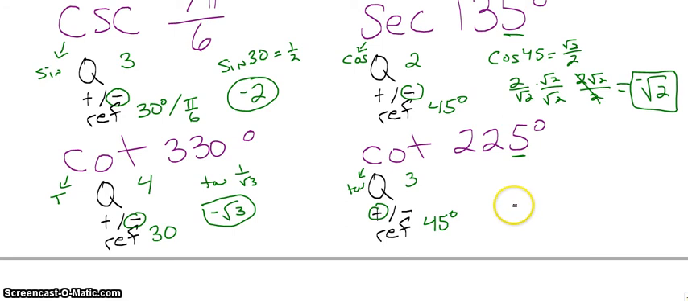So I've got, once I flip, I've got square root of 2 over square root of 2, which is just 1. So if I flip 1, I still have 1, and I am positive, so 1 is my answer.